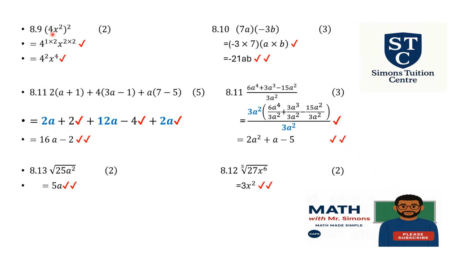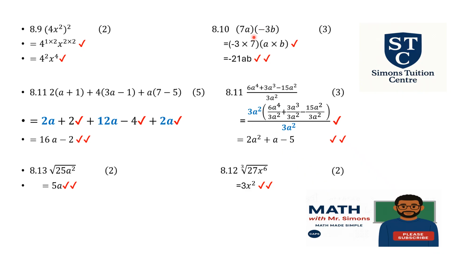So 8.9, we had 4x squared in brackets raised to another exponent 2. So this is the third and fourth law of exponents, which states that exponents inside the bracket must be multiplied with exponents outside the bracket. So 4 has the invisible 1, 1 times 2, and then 2 times 2. So 1 times 2 gives me 4 squared, 2 times 2 gives me x4.